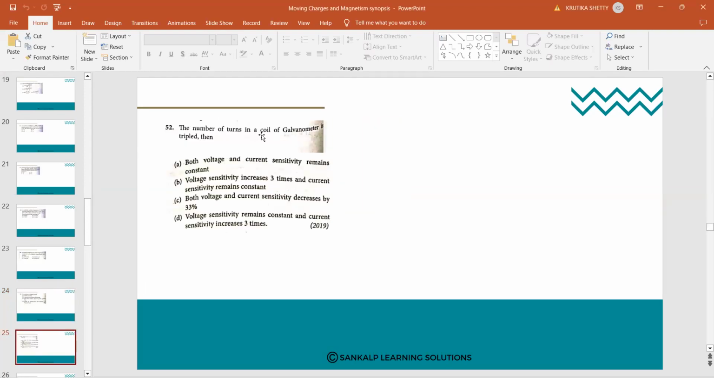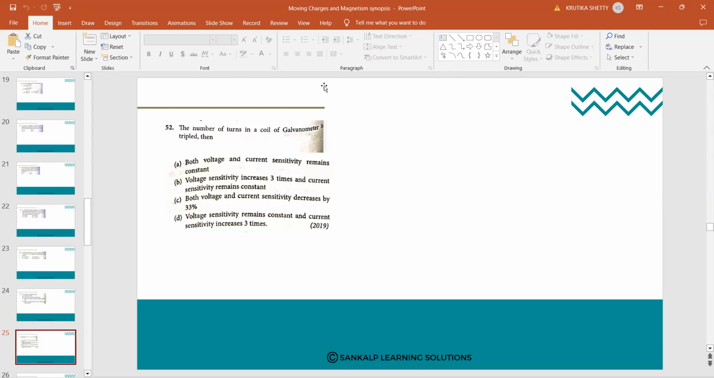The number of turns in a coil of galvanometer is tripled, then: both voltage and current sensitivity remain constant; voltage sensitivity increases 3 times and current sensitivity remains constant; both voltage and current sensitivity decrease by 33%; voltage sensitivity remains constant and current sensitivity increases 3 times.